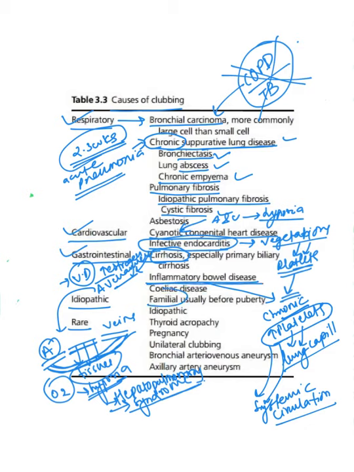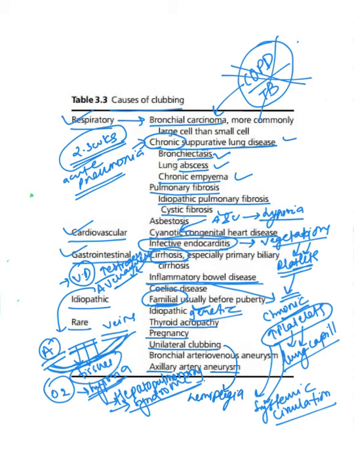Idiopathic, familial. Can clubbing be familial? Yes, clubbing can be familial. Clubbing can be genetic. Let's go back to the previous slide. Clubbing can be familial and genetic in origin. There are other rare causes of clubbing, that is thyroid acropathy, pregnancy, unilateral clubbing. So can clubbing be unilateral? Yes, in conditions like hemiplegia, and in conditions like axillary artery aneurysm.